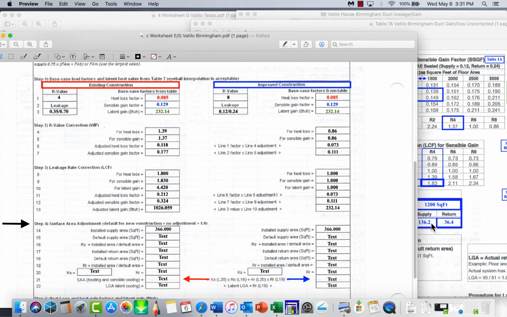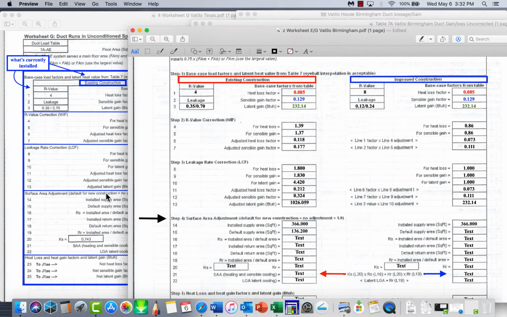So instead of having 143 on our number in Birmingham, Alabama, we're actually going to have the 136.2. So 136.200. Okay. Next is our RS, installed area divided by default area.